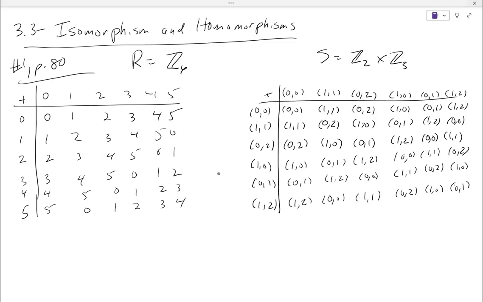Now, that was why I specifically put it in this order, because if I put it in a different order, I might not see that structure right away. But if I can rearrange one table so that the structure looks identical, then we say that they are isomorphic. Now, for isomorphic rings, I still need to show that multiplication is the same way as well.